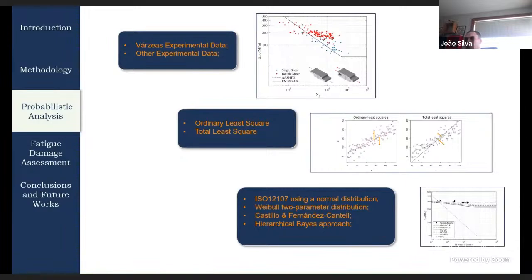We also use some probabilistic models, such as the ISO standard using the normal distribution and the ISO standard using the lognormal distribution. We use the Castillo-Fernández-Cantelli three-parameter Weibull distribution model, and finally the Bayesian-based approach.